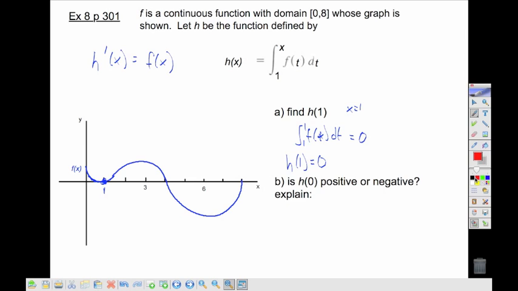We need to remember that when we have a function like this, when we're calculating an integral, what we're doing is we're accumulating area. If we think about adding, as we move from left to right, we're adding lots of little rectangles, we're adding the area as we go.